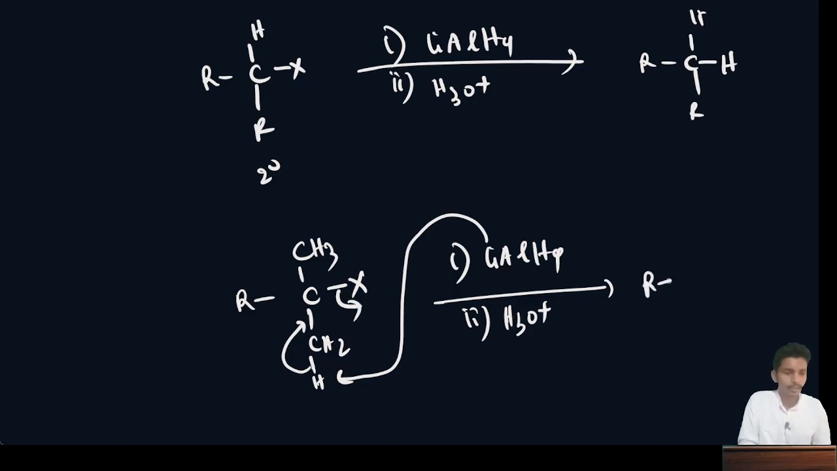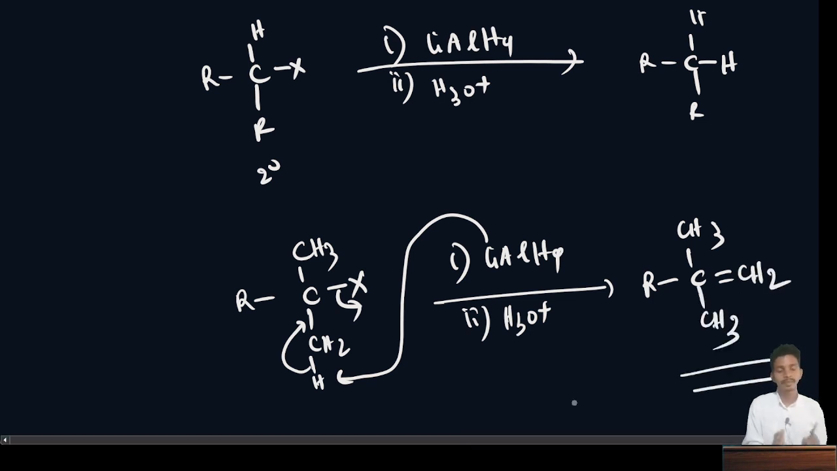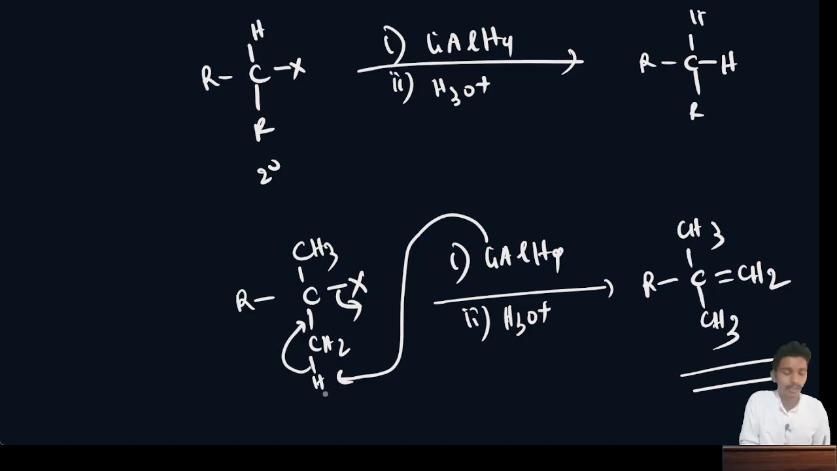So it will give RCH3, and this is going to be CH2, and this is going to be CH3. Okay, so we have to be a little careful, because if steric hindrance is there, this H minus will not attack here, H minus will attack this.